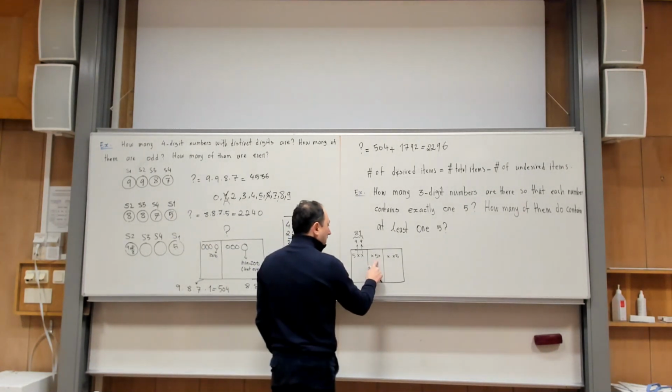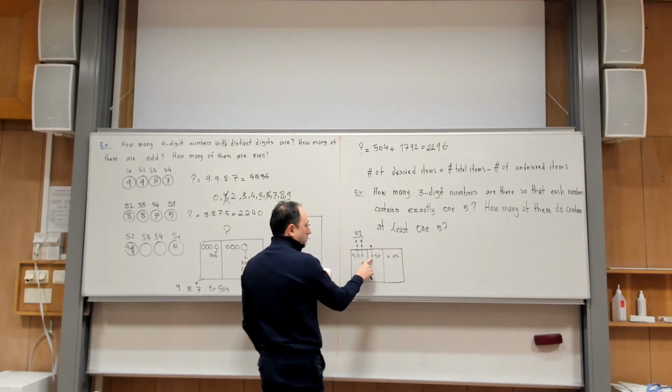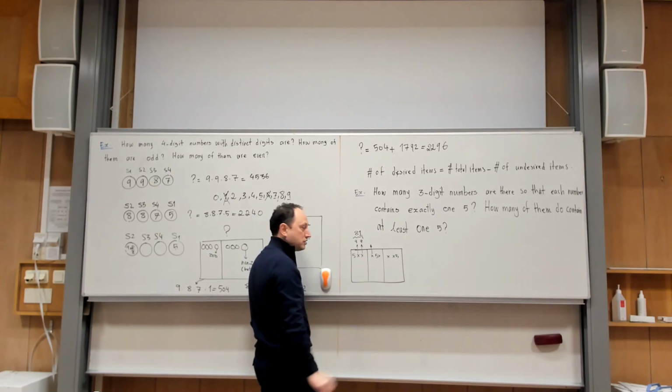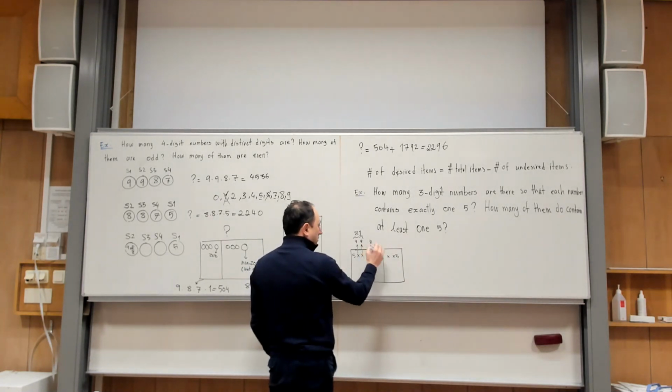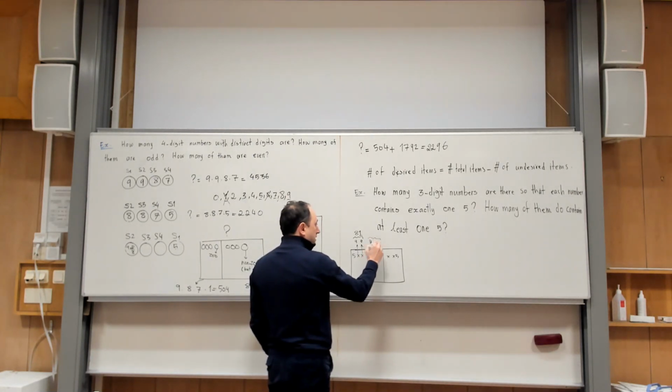When I go here, I start with this one with more constraints. How many options are available here? I am not allowed to choose 5 because I want to have exactly one 5, but I'm not allowed to choose 0. We know about that. So how many options are available? 8. But for this one, how many options are available? 9. So the product rule tells me that this is 72.